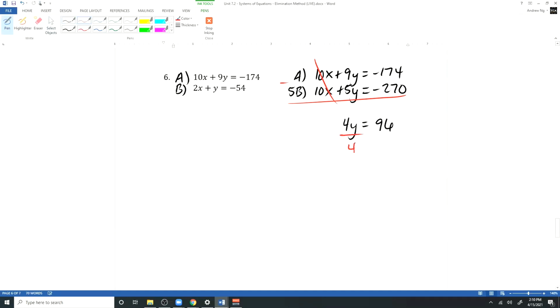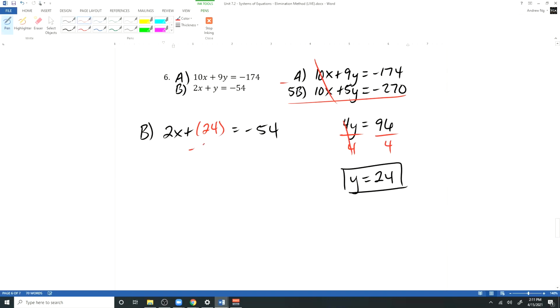Divide both sides by 4. Y equals 96. 96 divided by 4 is 24. Once I know that, plug this into either of my original equations. Again, the second one, b, looks to be a little bit easier just because the numbers are a little smaller. So let's do that. 2x plus y is 24 is equal to negative 54.